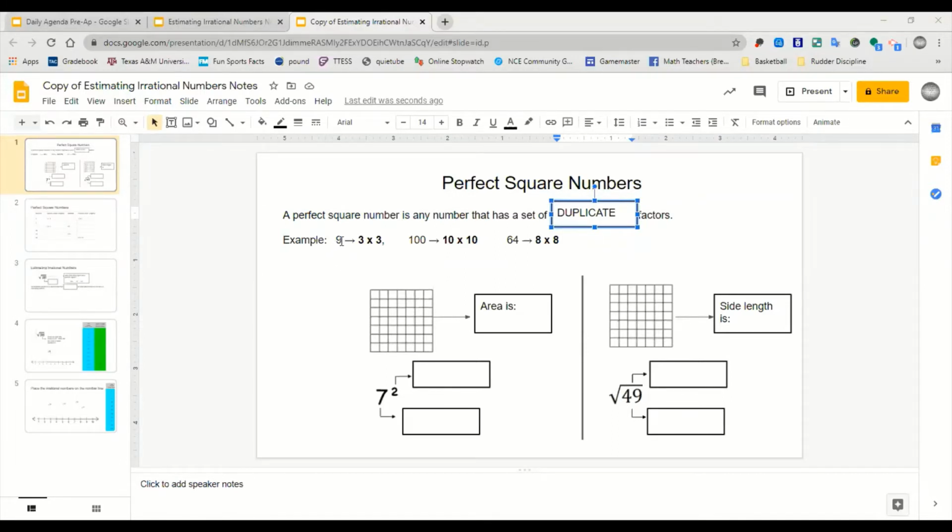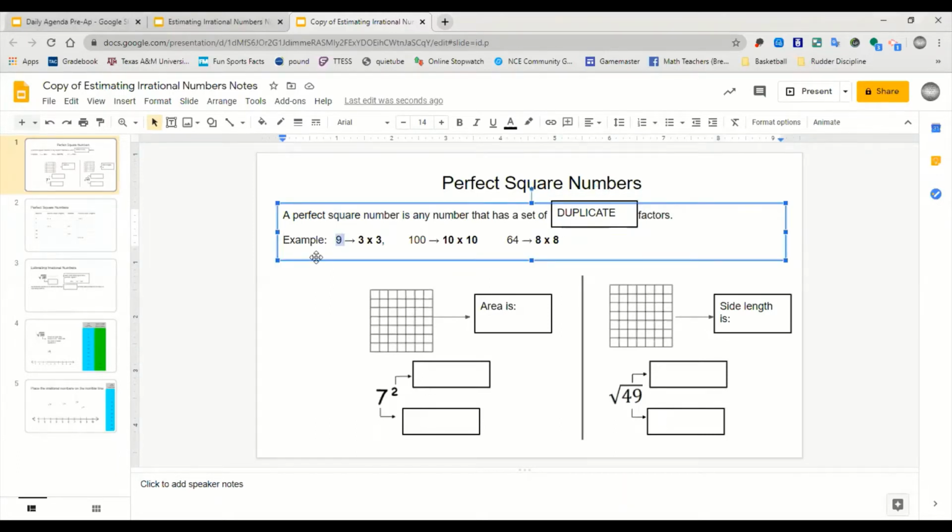So for example, 9 is a perfect square number because I know that 3 is a duplicate factor of it. 3 times 3 gives me 9. 100 is a perfect square number because it has a duplicate factor of 10, 10 times 10. 64 is also a perfect square because 8 times 8. So if I built a square with a dimension of 8 times 8, because all of them are 8, it would give me an area of 64. So that's what we're going to be looking at today.